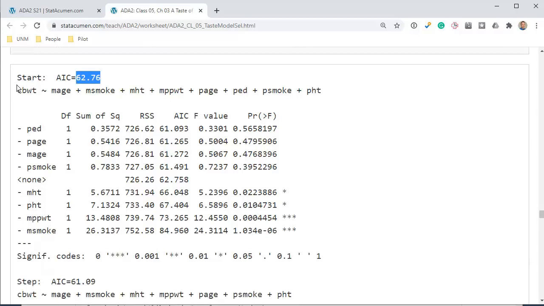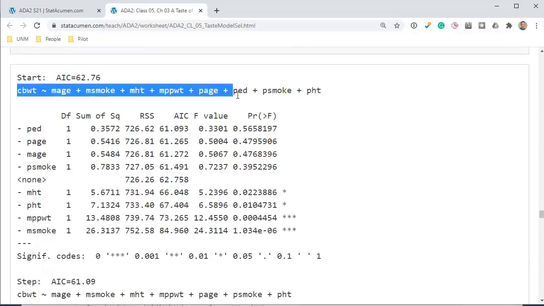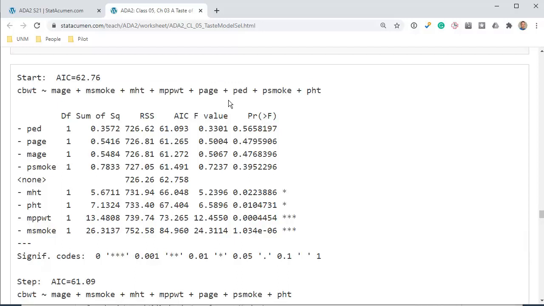Okay, so here's our starting model. It's got all 8 predictor variables in it. The columns here, this degrees of freedom, is how many degrees of freedom would change if you did any of these actions on the left. Then there's sum of squares, residual sum of squares, and AIC, that's the main column that we're looking at. You can see that these numbers are sorted by AIC.